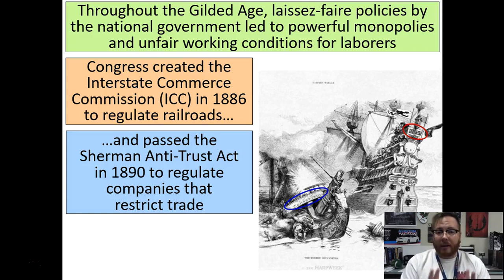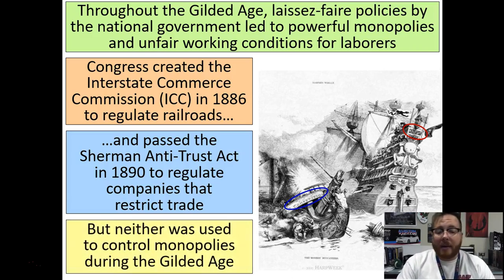Remember, that word in the Gilded Age, in this context, we're talking about it meaning a monopoly, like Standard Oil or Carnegie Steel. Those types of businesses are trusts. But neither of them was used to control monopolies during the Gilded Age. The ICC and the Antitrust Act were not really used to control monopolies in the way that they were designed to do, because the monopolies were that powerful. And most people who were in the government at the time benefited in some way from those monopolies' existence.